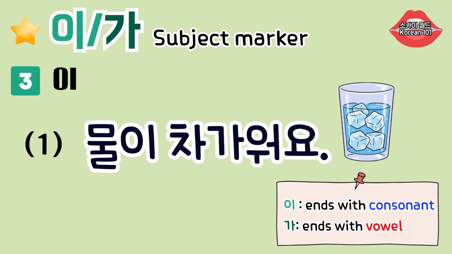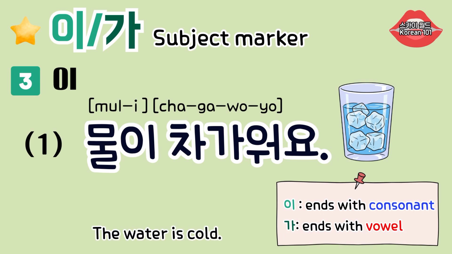The rule is simple. If the noun ends in a consonant, use 이. If the noun ends in a vowel, use 가. 물이 차가워요. Which means the water is cold.